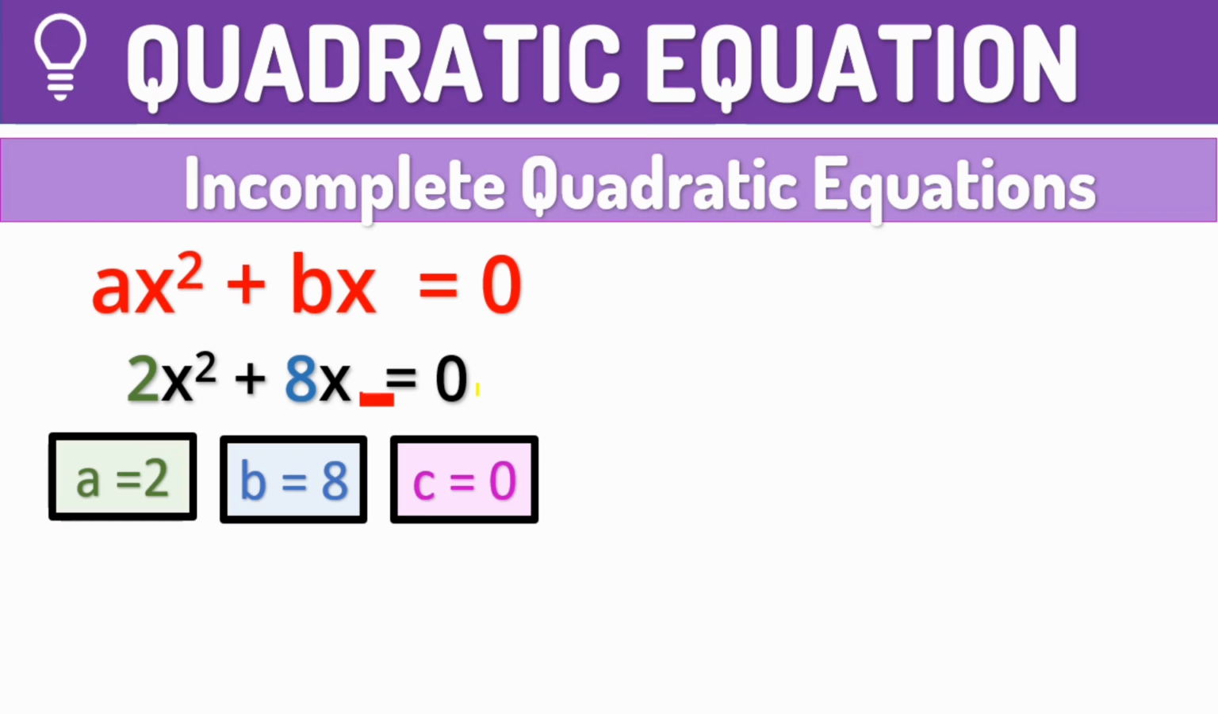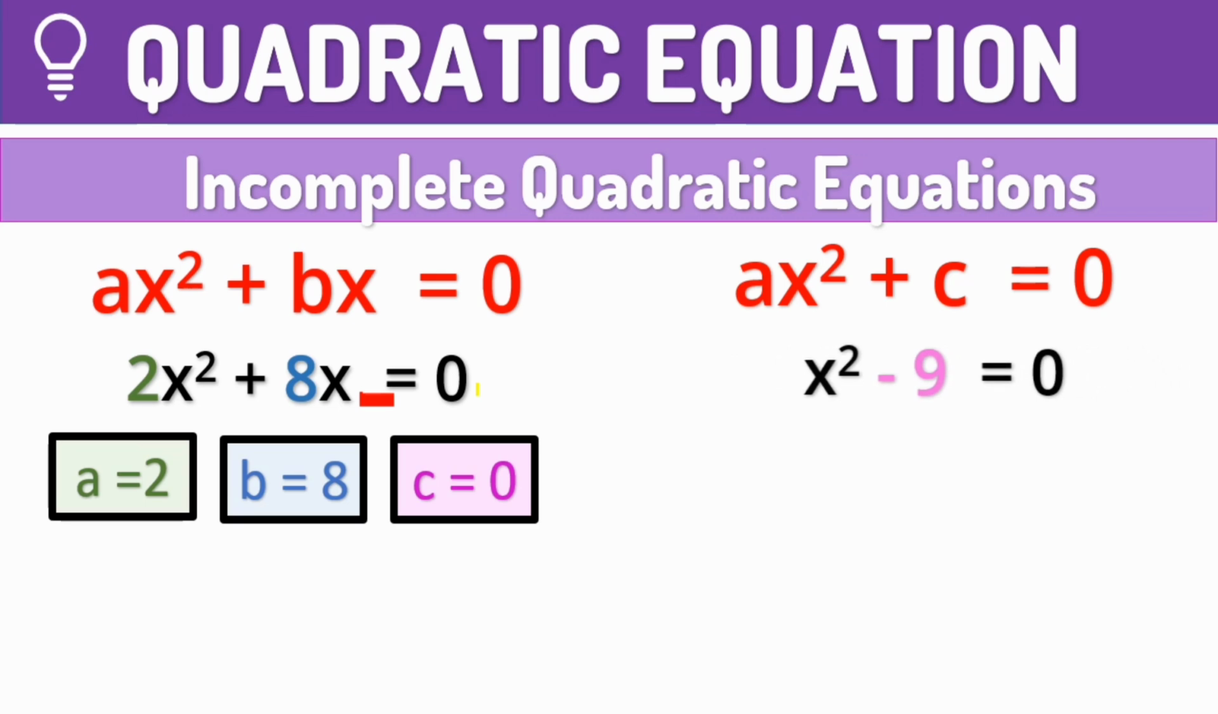Another incomplete quadratic equation is in the form of ax squared plus c is equal to 0. Example, x squared minus 9 is equal to 0.